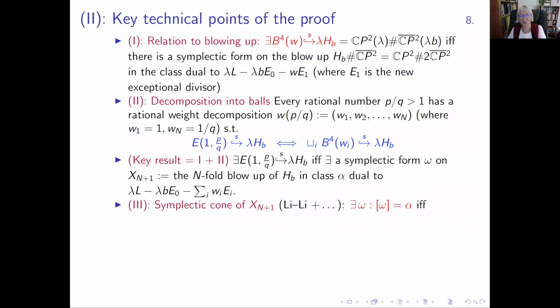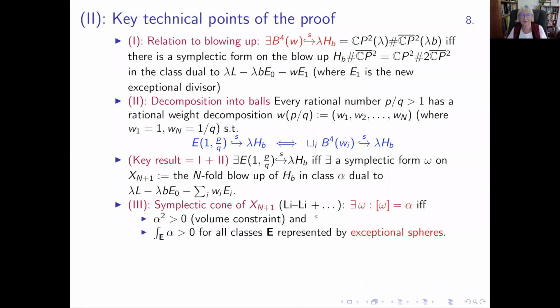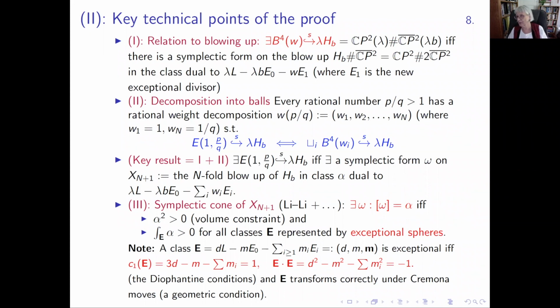And then you want to know that there's a symplectic form on this blow up. Well, that means, what's the symplectic cone? That was worked out by Li and Li: there is a form in class alpha if and only if the volume constraint holds, so alpha squared is positive, and alpha integrates positively on all the exceptional spheres. So the obstructions are given by exceptional spheres. And what is an exceptional sphere? It's a special kind of class, which I'm going to write as d, little m, and then a bold m, where d is the size of L, m is the weight of the first divisor, and these mi's are the weights of the other divisors.